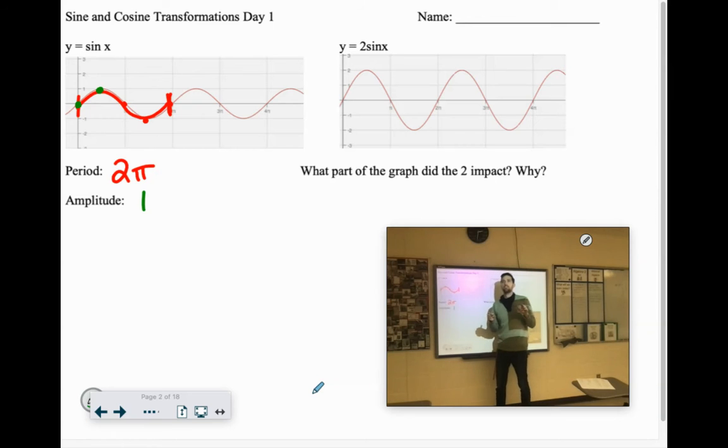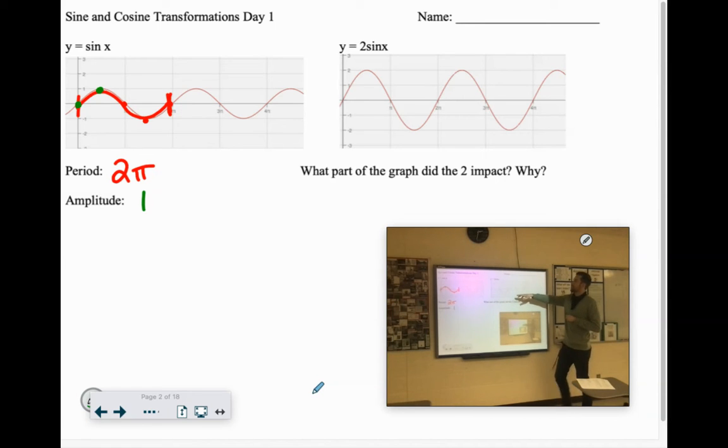So if you're ever given a graph and maybe the middle's not at 0, what you can do is take the highest part of the graph minus the lowest part of the graph, find the difference between them, and split that. So if there are 6 points between the highest and lowest, cut that in half, the amplitude would be 3. Okay? All right.